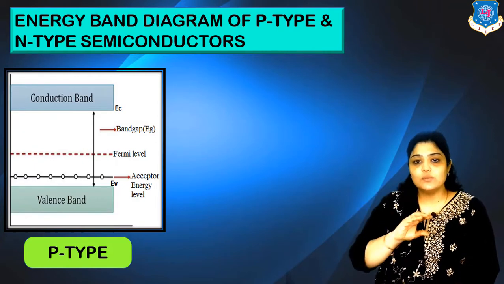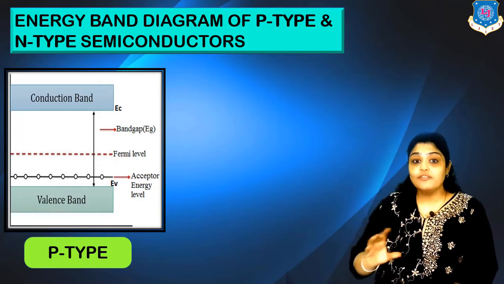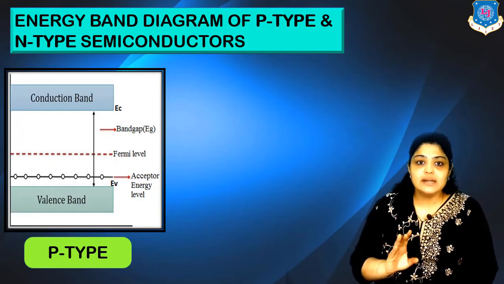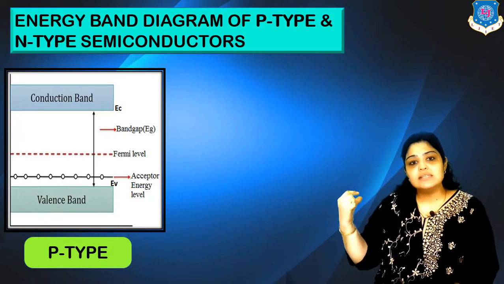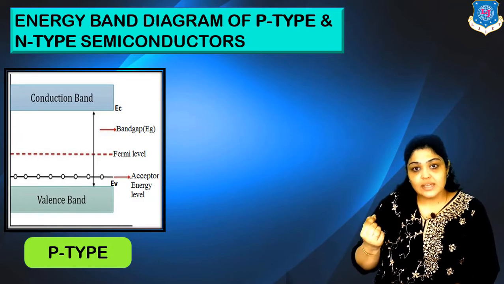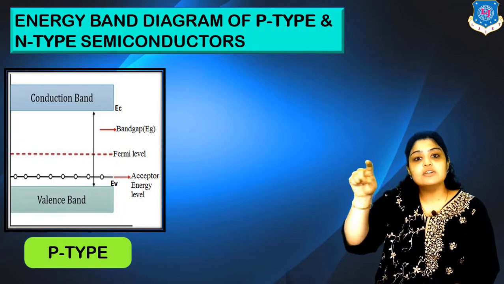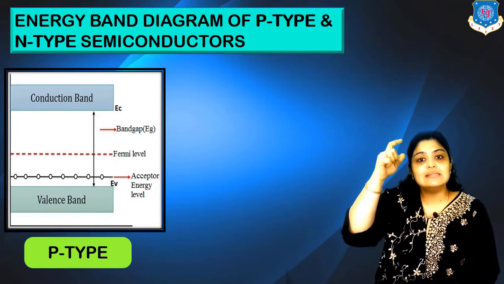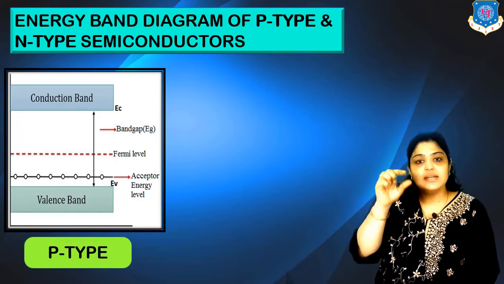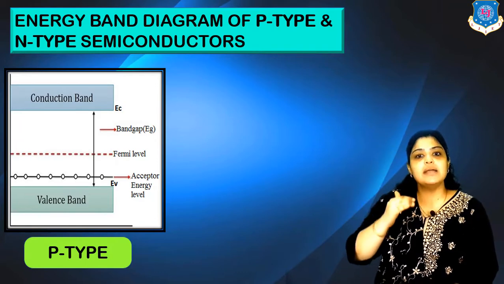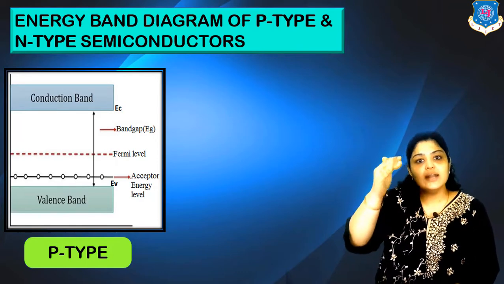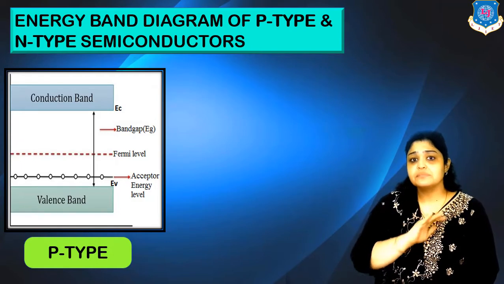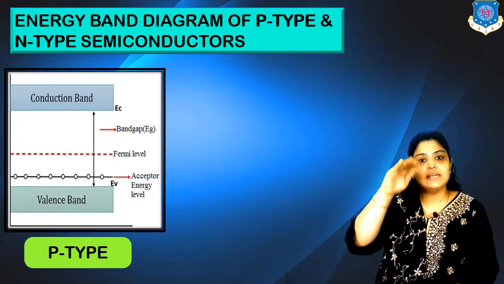You can see there is a valence band of the semiconductor. Then you have the conduction band of the semiconductor. You can see that the maximum level of valence band is EV. The minimum level of conduction band is EC. In between them there is a band gap. So I can say band gap EG is equal to EC minus EV, the lowest of conduction minus the highest of valence band. Is that clear? Then you have a Fermi level in between.